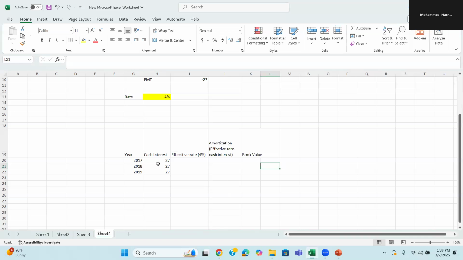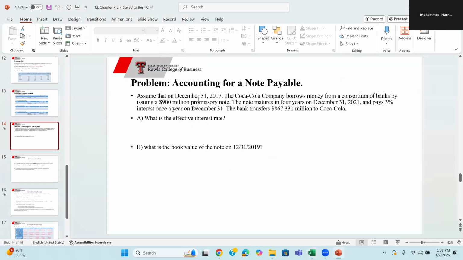So on 2017, at the last of the period, we have our book value of 867, right? This is the starting time. So we don't have anything on 2017. Remember, on December 31st, 2017, you just got this amount from the bank. So we have to start from 2018. There was nothing before December 2017, right?